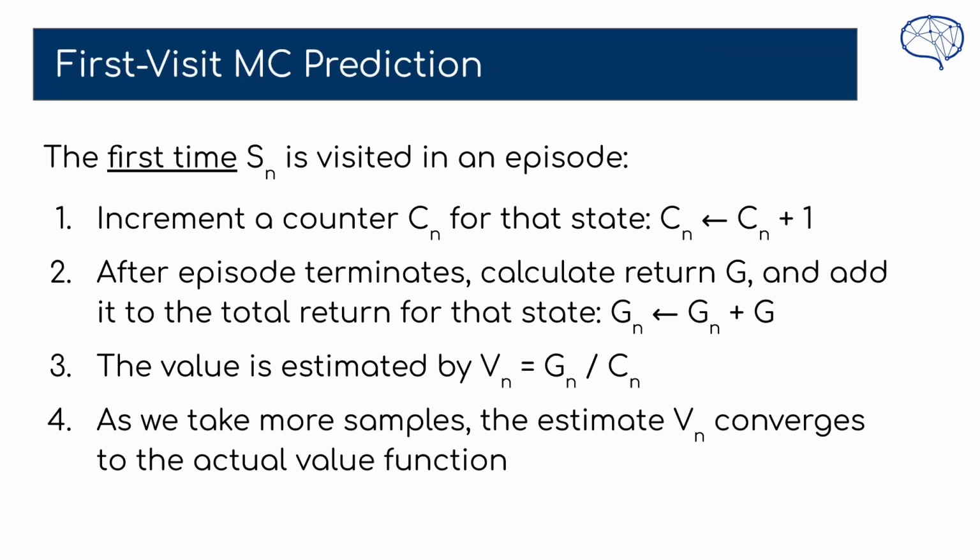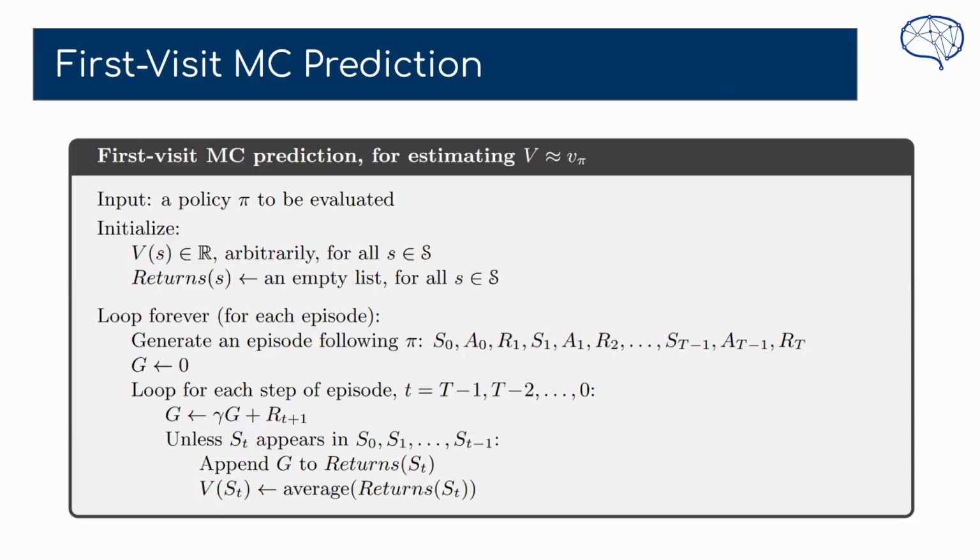I'll actually go to the pseudocode to explain it a little bit better. It looks a little bit daunting, but we'll walk through it. So first things first, again, we have a policy that we want to evaluate. So that's what we start with. And then we want to find our estimations for our state value based off this policy.